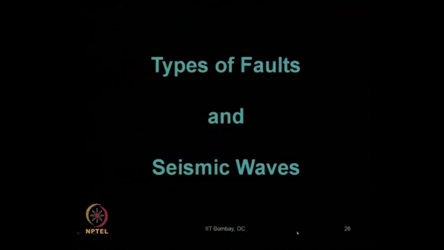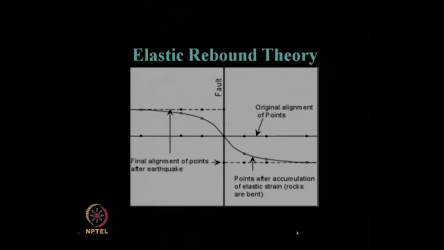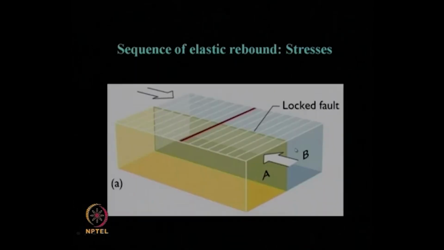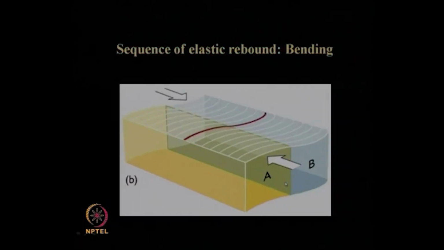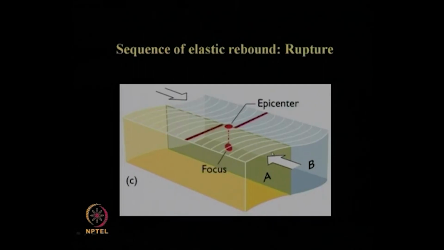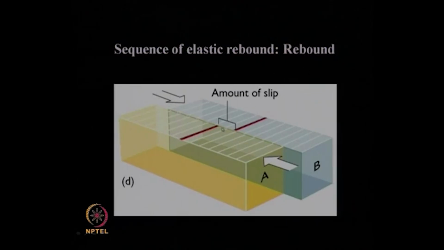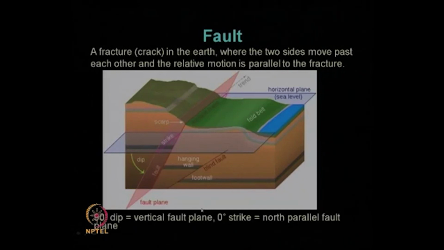Then we have talked about types of faults. In this types of fault, initially we have seen what is called elastic rebound theory, and what are the various steps or sequences of elastic rebound. First, the stresses are getting generated through the process, the bending of the rock occurs, then rupture of the rock takes place, and finally it rebounds, or there will be a certain amount of slip along the fault plane.